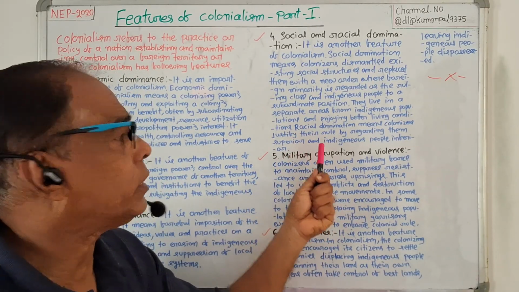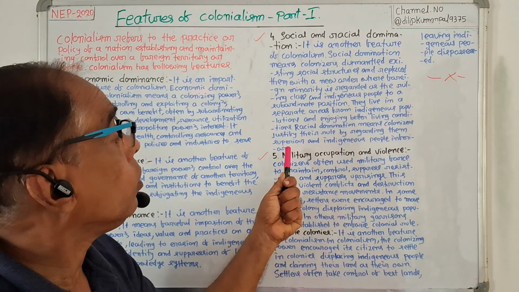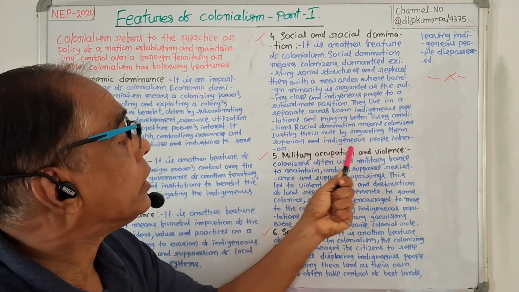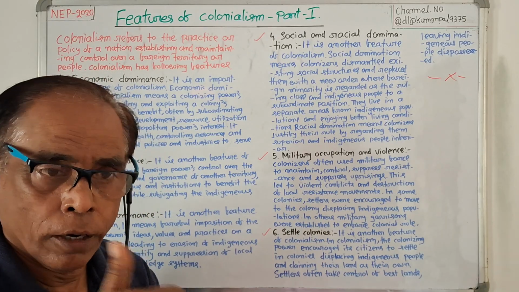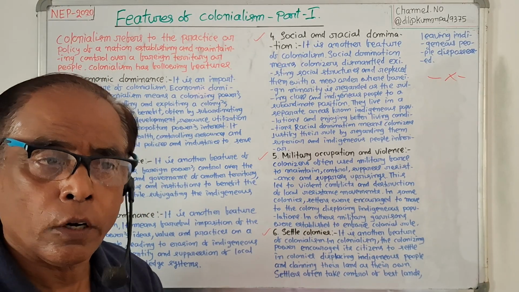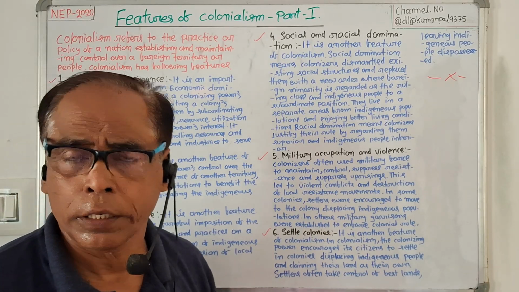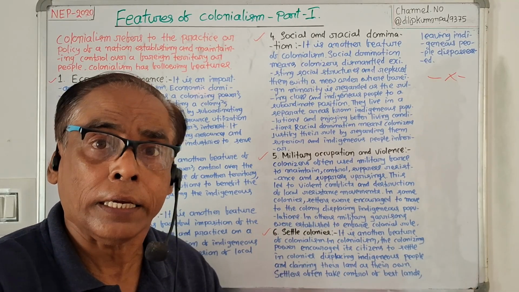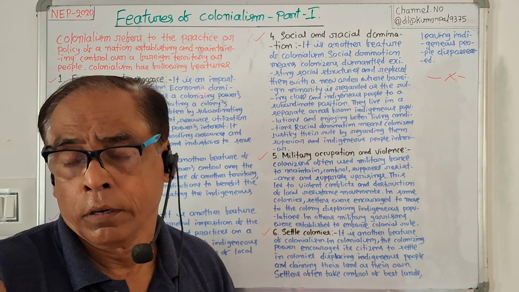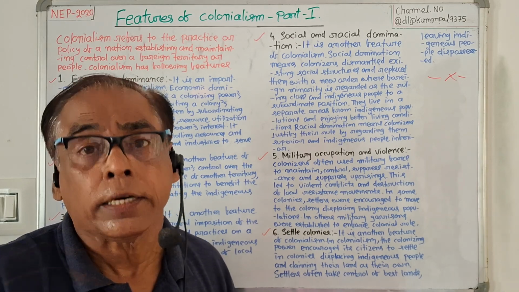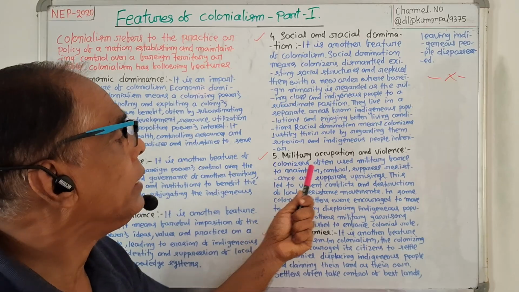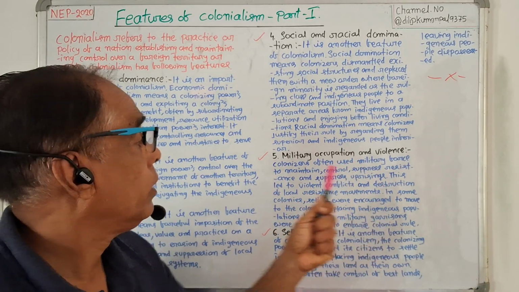Then what is racial domination? Racial domination means colonizers justify their rule by regarding themselves as superior and indigenous people as inferior. The colonizing country will regard themselves as the superior race and they regard people of the colony as the indigenous race. Another feature of colonialism is military occupation and violence.